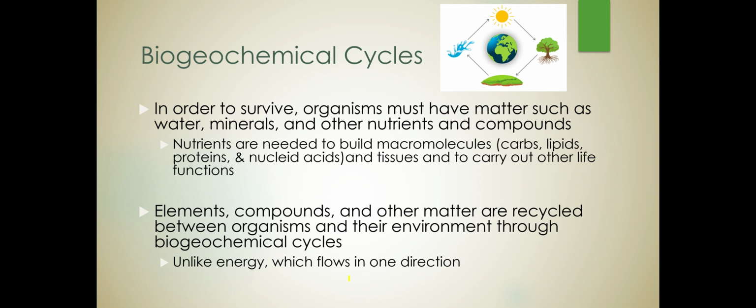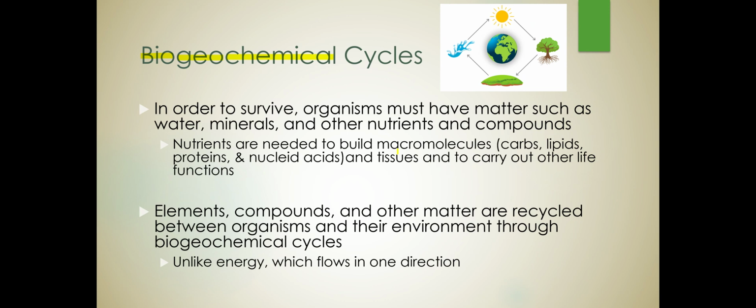Now, when we're talking about especially abiotic factors, one of the things that organisms must have are nutrients. We need things like nitrogen and oxygen and water and carbon. And so one major component of ecosystems are these biogeochemical cycles. And so if we break this word down, bio refers to life processes or living organisms, geo refers to earth processes, and then of course chemical refers to chemical.